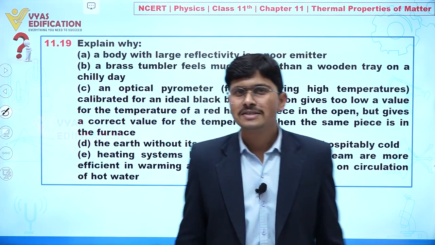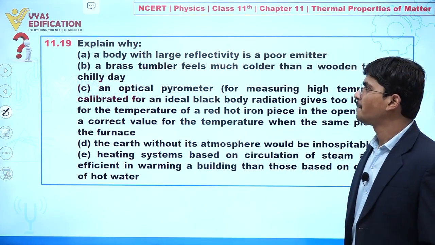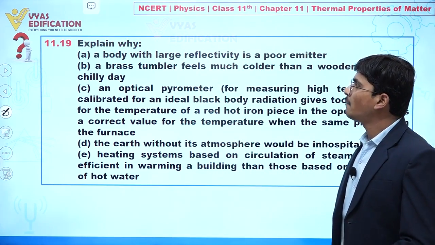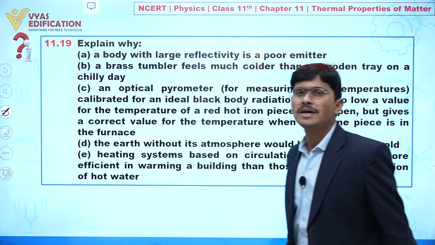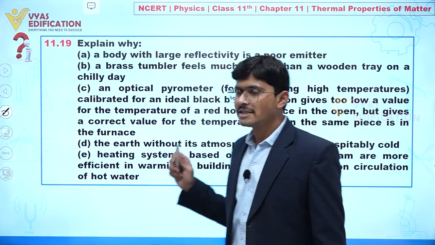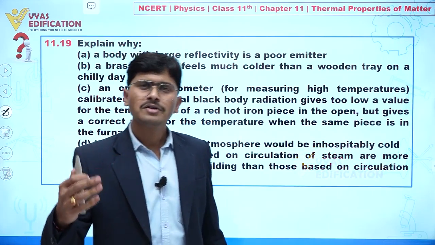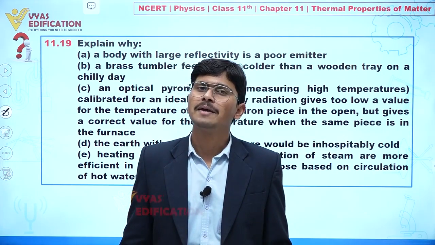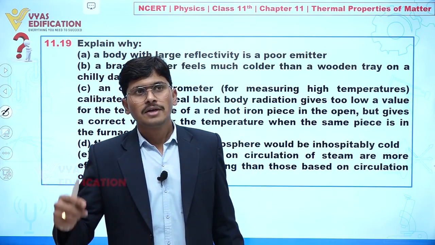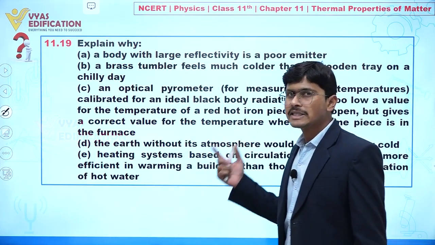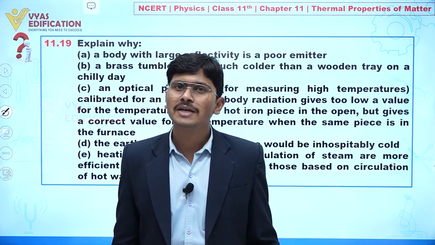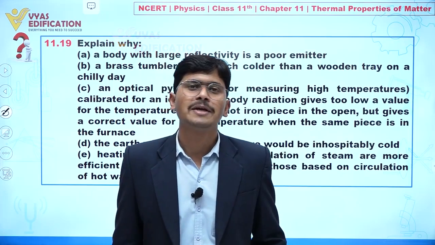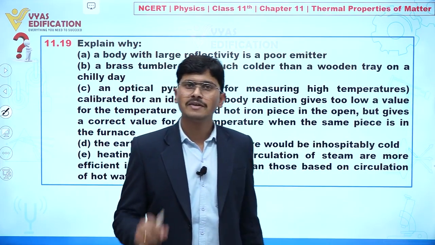Now dear student, we are going to discuss this question number 11.19, clear. In this question it is given to you, explain why. Number 1, a body with large reflectivity is a poor emitter, clear. Now listen carefully. If we have any body and the temperature of that body is above 0 Kelvin, that body emits some radiation, clear. So now whenever we are talking about a body with large reflectivity, we can say that body is having poor absorptivity. Whenever a body is having poor absorptivity, its absorptance value is very small, clear.